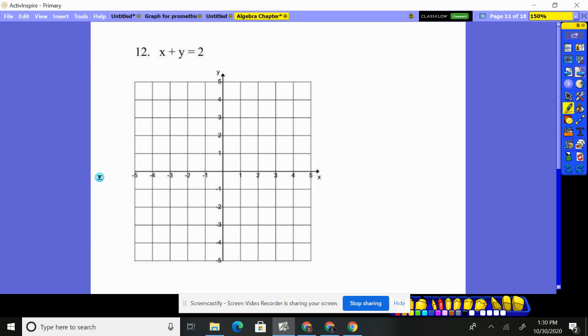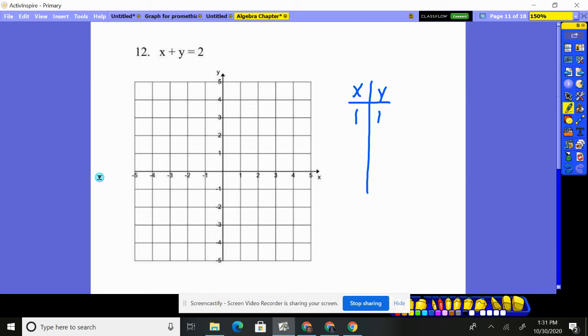Number 12, it's not in that form, so we got to do a T-chart. Again, there's ways around that, we could rearrange that to slope-intercept, but that's not what I want. I want us to know how to do T-charts. It's important to be able to pick points that work, to find certain points, and then connect them to make a line. So what two numbers add to 2 is what this is saying.